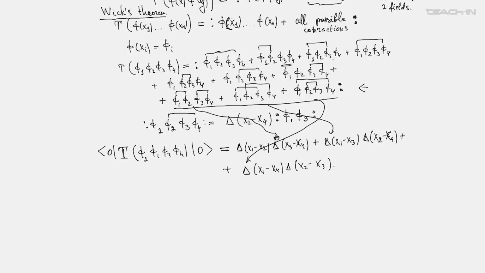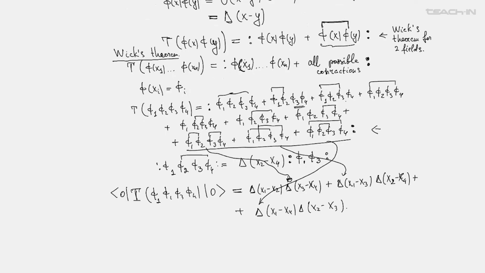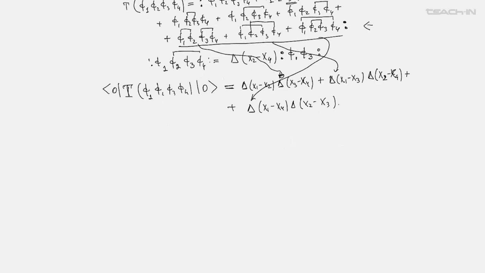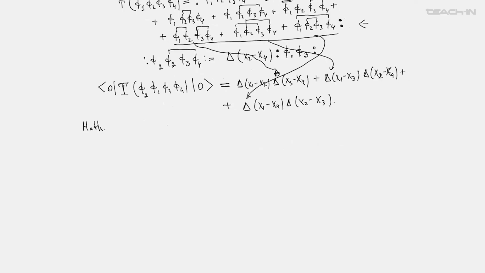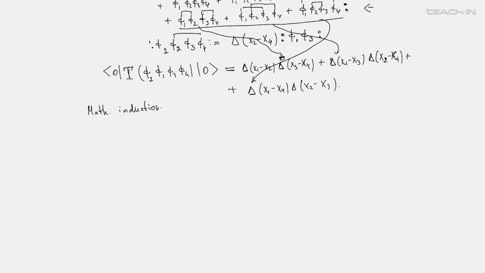And if you would like the formal proof of why this is valid for any n, for any number of fields, you can use mathematical induction. Mathematical induction is probably the simplest way to prove the general formula. So assume that the theorem, Wick's theorem, is true for m minus 1 fields. This is the assumption of the induction. So for m minus 1 fields, Wick's theorem is true.